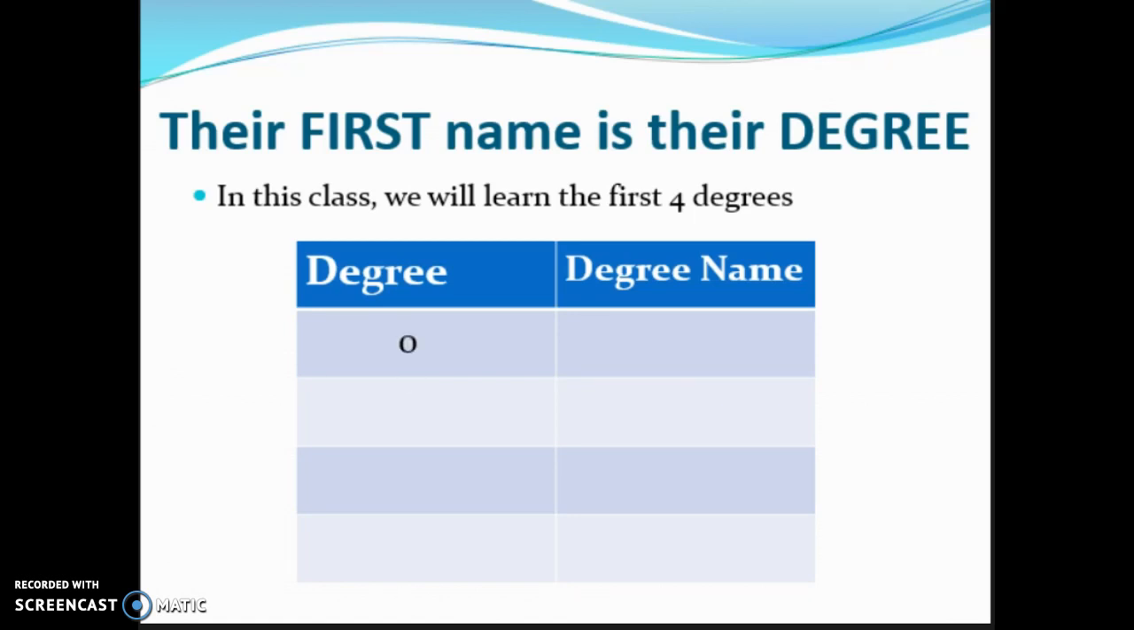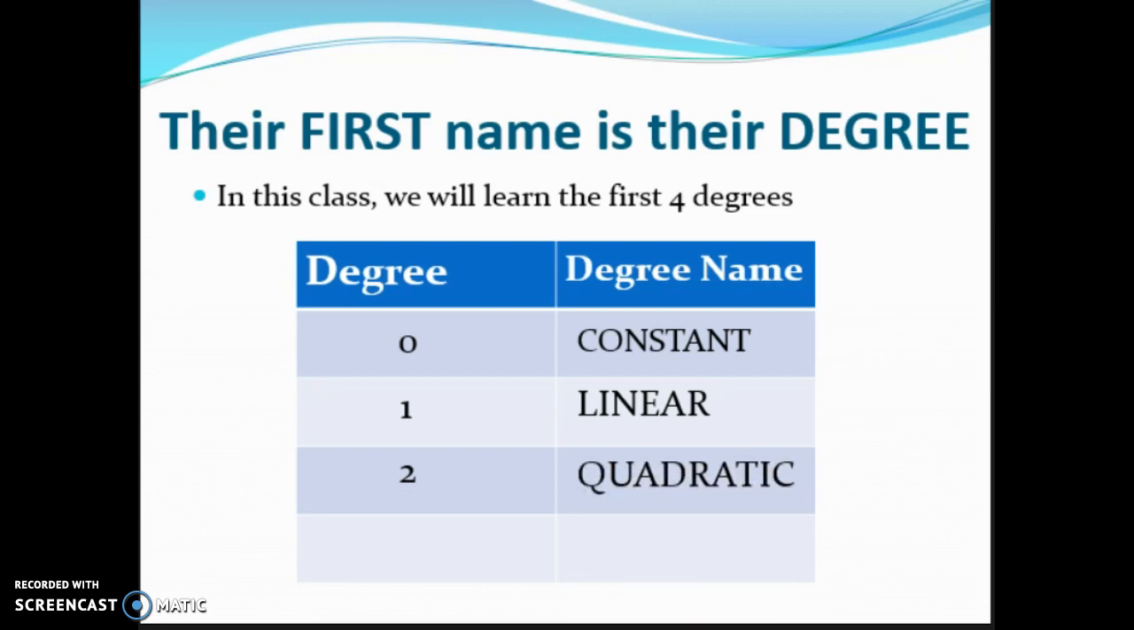So if the degree is 0, meaning it has absolutely no exponent or variable, then it's called a constant. If it has a degree of 1, this is when we have just a variable but no exponent because we usually don't write the exponent of 1. This is called linear. When we have an exponent, the highest exponent is 2, it's called quadratic. And when we have the highest exponent, that is 3, it's called cubic.